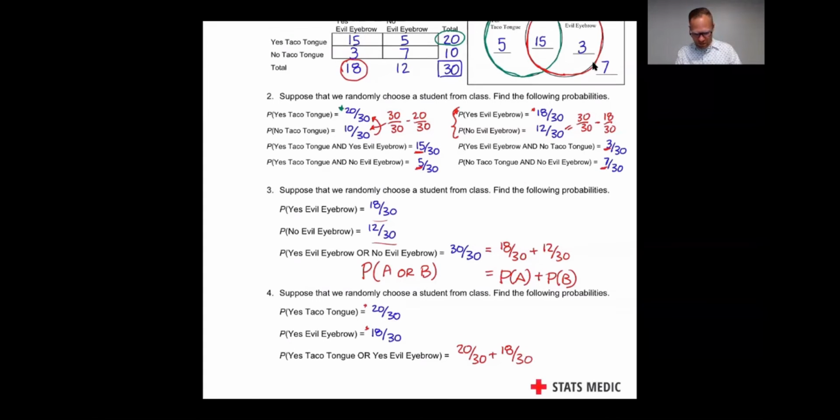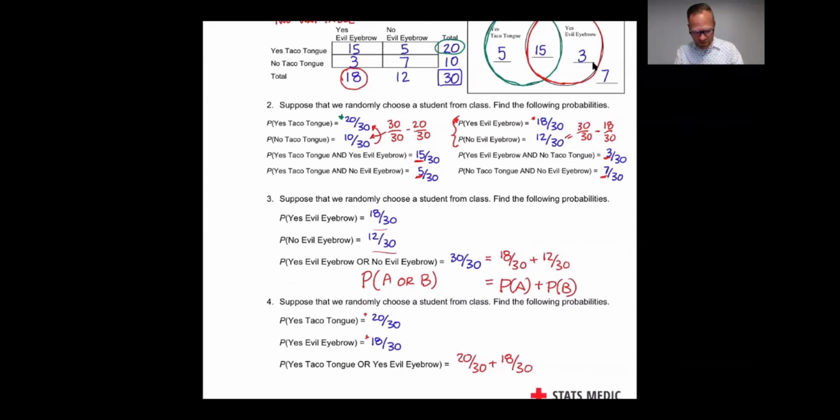So let's go back to the two-way table and look at these 2 events. Okay, the first event is the probability of yes, taco tongue. So that is this row right here. And we know that there are 20 of those students total. The second event is yes, evil eyebrow, which is this column here. And we know that there are 18 total. But you see the overlap section there that is now highlighted is these 15 students, because these 15 students were counted as part of the 20, but they were also counted as part of the 18. So it appears that we have double counted those 15 students.